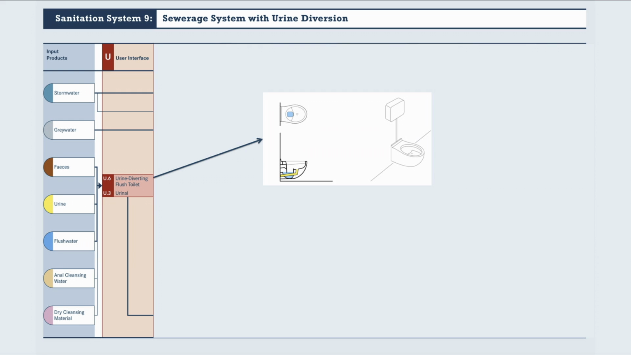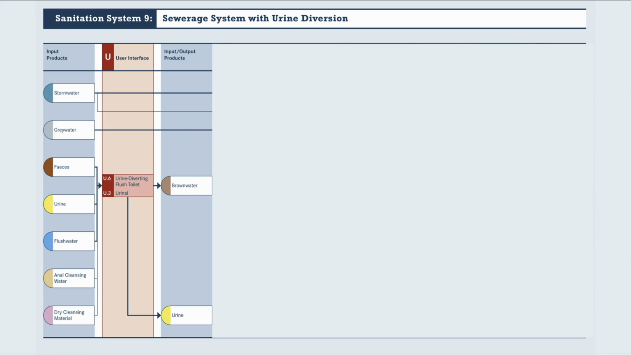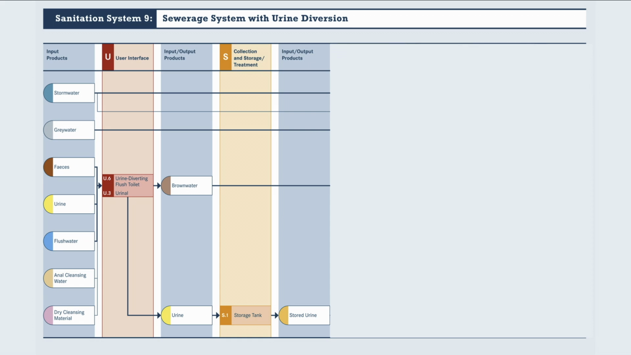The system requires a urine diverting flush toilet. This allows for the separation of urine and brown water, which you'll remember is the combination of feces and flush water. The brown water is then transported through an existing sewer network to a centralized treatment facility. Urine does not provide a lot of volume to the overall wastewater mix, but without it, the nutrient quality in the brown water is much lower and may require less treatment to meet discharge standards.